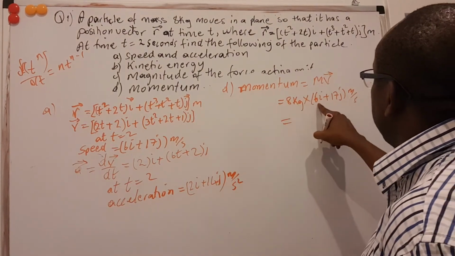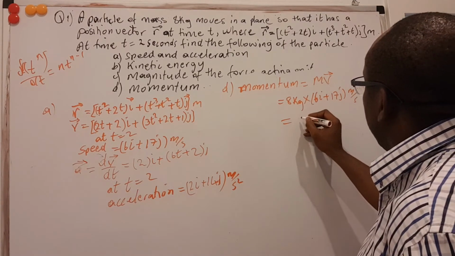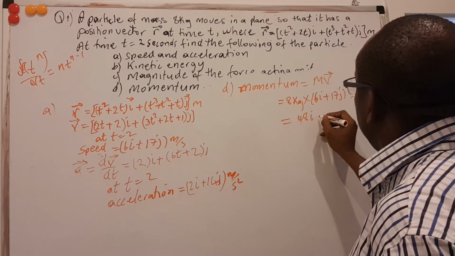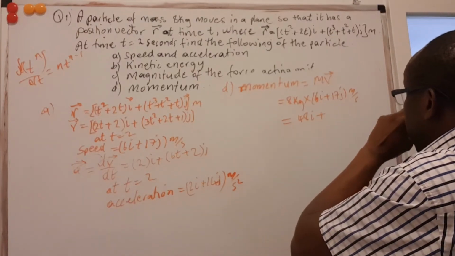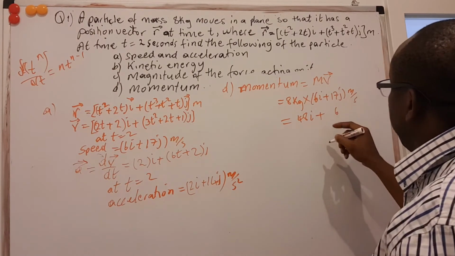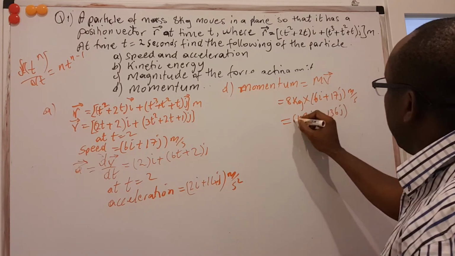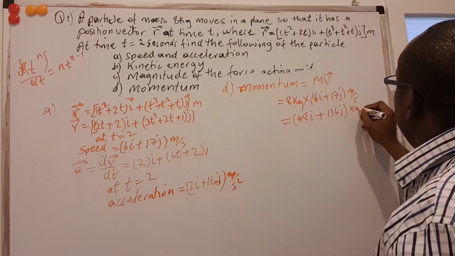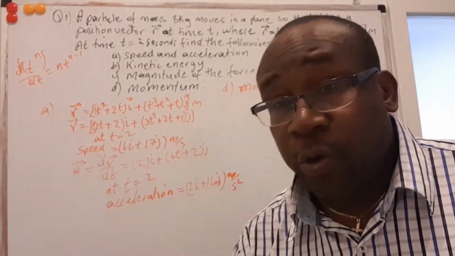So maybe 8 times 6 here is 48i plus 8 times 17 is 136j. So the units are kilogram meters per second. And that was it. Hope you did follow.